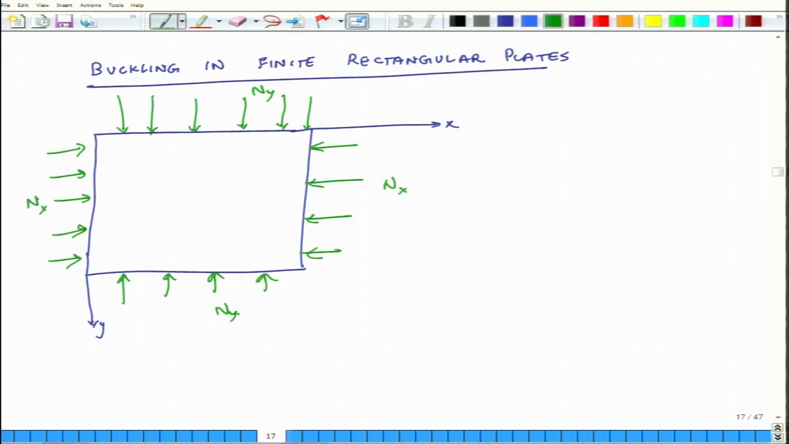So if it buckles because of Nx or Ny, this is because of application of compression loads. So here, buckling due to compressive loads.